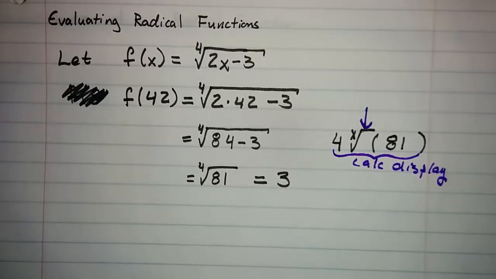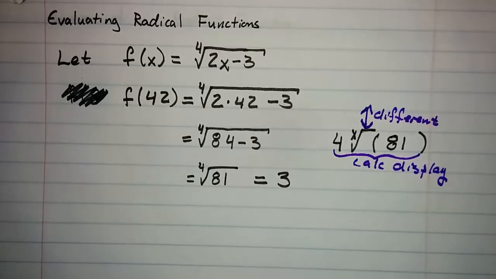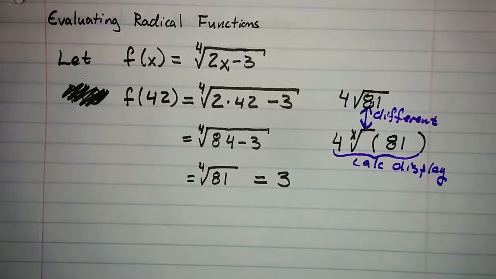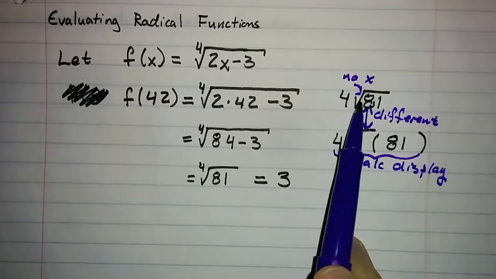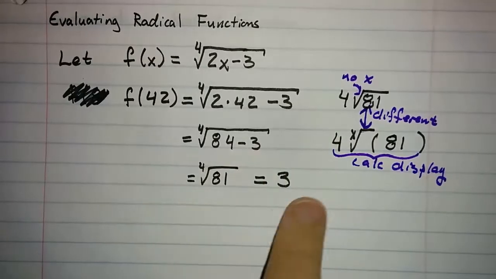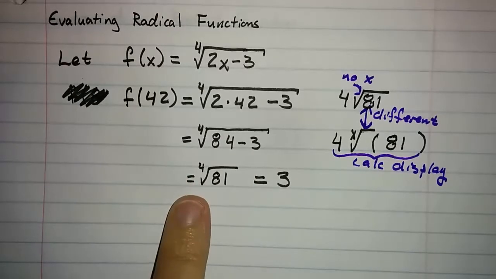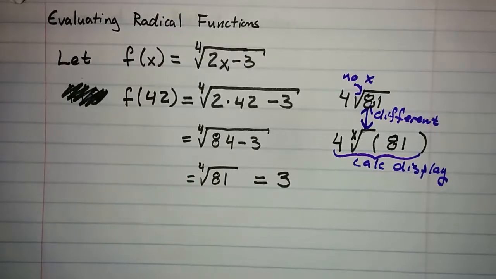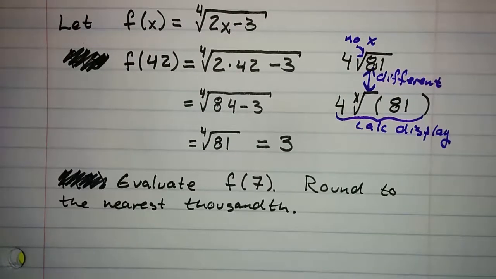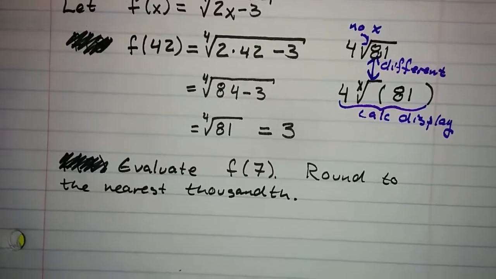If this is what you see, make sure you see that this is the x root symbol. This is different than 4 square root 81. This is going to give you 4 times the square root of 81, which is not what you want here. So, on your calculator, experiment with punching this in until you get fourth root 81 equals 3. Alright, let's say we had a less nice number. Let's suppose we wanted to evaluate f of 7 and round our answer to the nearest thousandth.